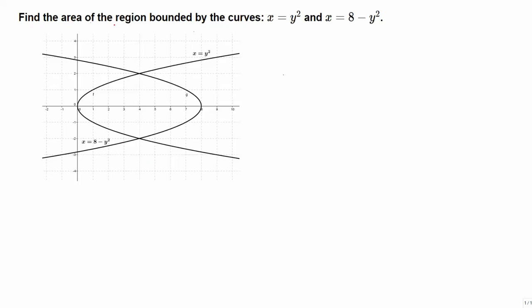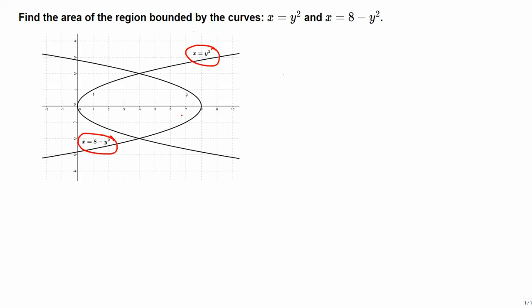Find the area of the region bounded by the curves x equals y squared and x equals 8 minus y squared. Okay, the graph x equals y squared is here. So this is x equals y squared, opening to the right, and x equals 8 minus y squared, that's opening to the left. So x equals 8 minus y squared.